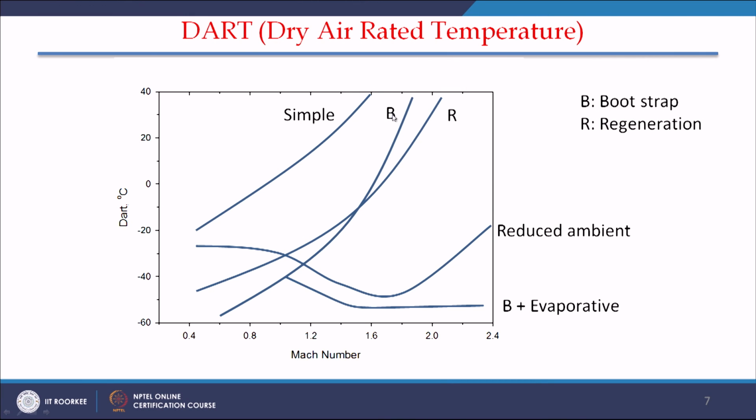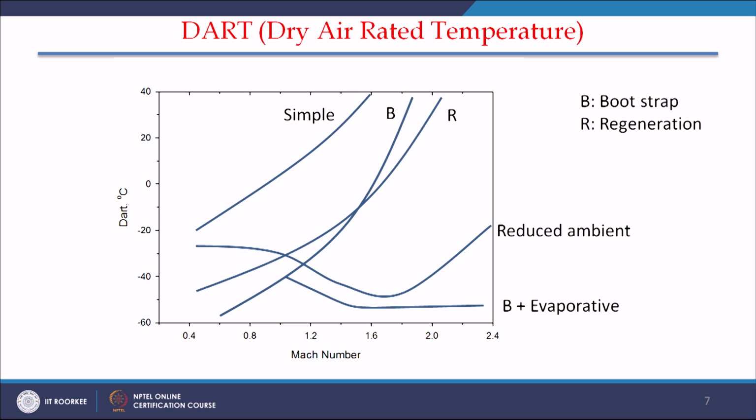It is because if, let us say, the Mach number is 1.2, the value of DART is minus 40 in the bootstrap cycle, and further we can go up to 1.2, 1.4 or up to 1.6. But for further increasing the Mach number, the regeneration type of cycle is recommended for high Mach numbers. If you look at 1.6 Mach number, here you can see that the value of DART is close to 0, but the value of DART for bootstrap is on the positive side, some 10 or 20 degree centigrade.